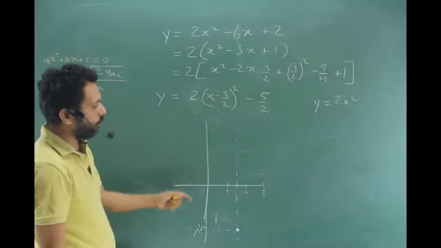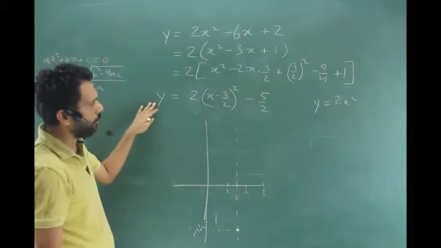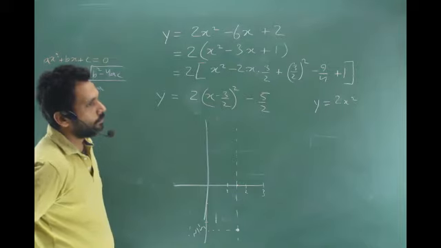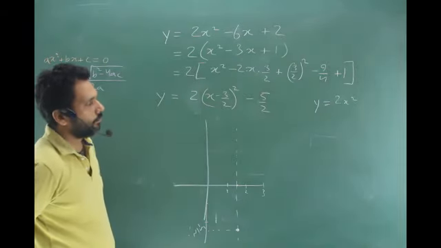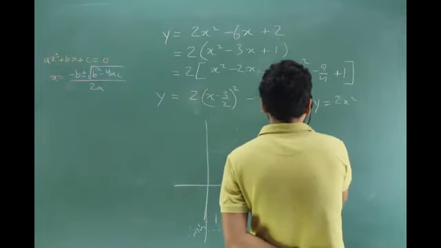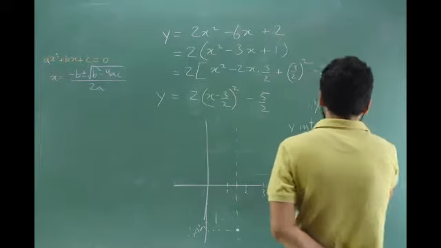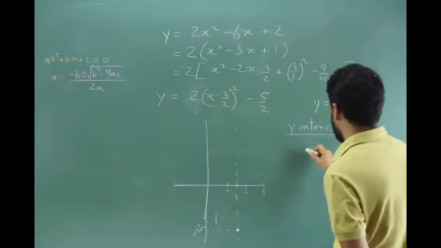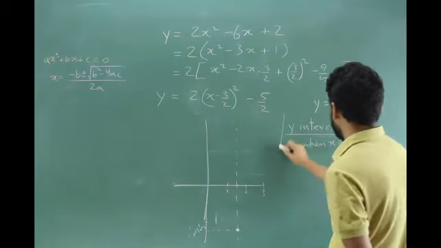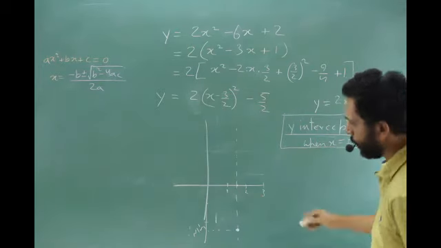what is a good way of finding out how it is going to go? Get the y-intercept, right? How much will be the y-intercept? Fast, tell me. Plus 2. How do you get the y-intercept? Note it down. When x is equal to 0, you get the y-intercept. Y-intercept means where it is cutting the y-axis.